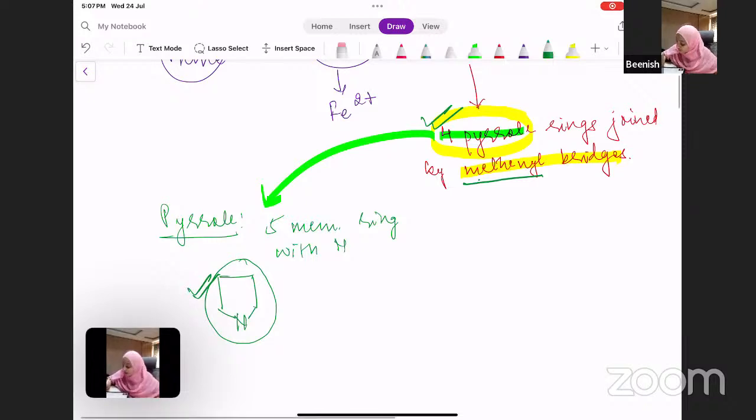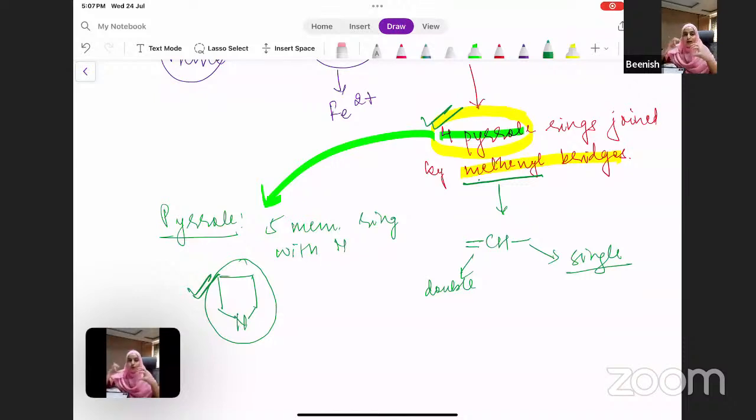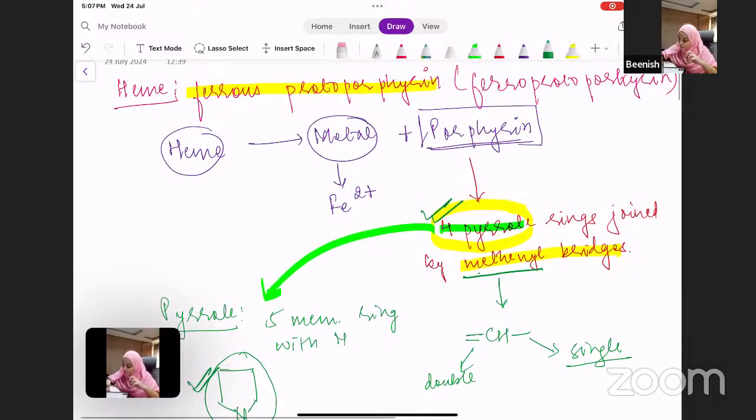What is methynyl? It is CH with a double bond on one side and a single bond on the other side. Okay, these are your methynyl bridges. So 4 pyrrole rings joined by these methynyl bridges form your porphyrin.